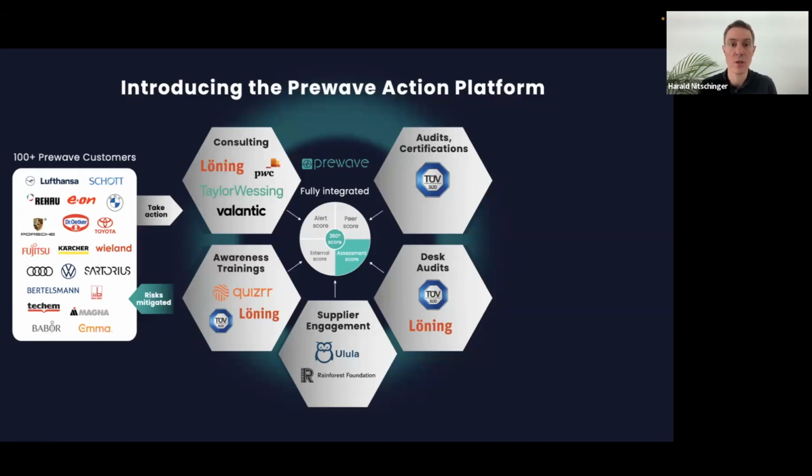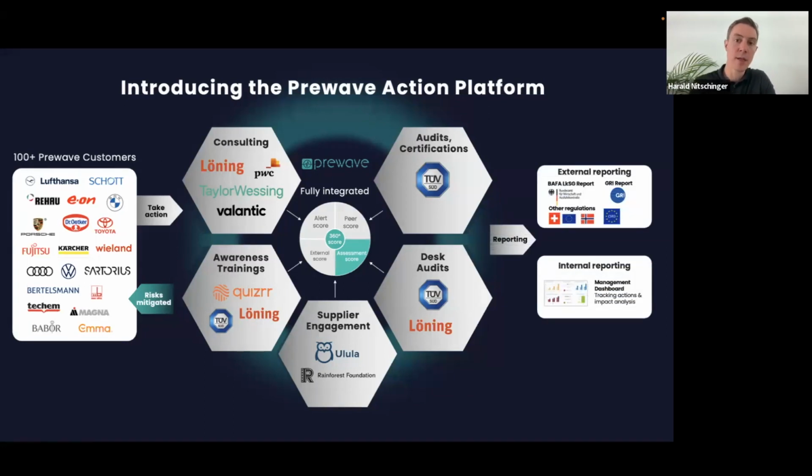audit and certification providers like TÜV Süd, so companies with a strong reputation and capacity to work globally on those topics, supplier engagement providers such as Ulula or the Rainforest Foundation on the topics of deforestation, companies dedicated to providing awareness trainings for risk suppliers, especially in non-English speaking countries like Quizzer, and then various consulting partners who are experts in the areas of taking the appropriate actions and implementing processes such as learning, PricewaterhouseCoopers, Valantic, that are offering services also sometimes in various of these action types.